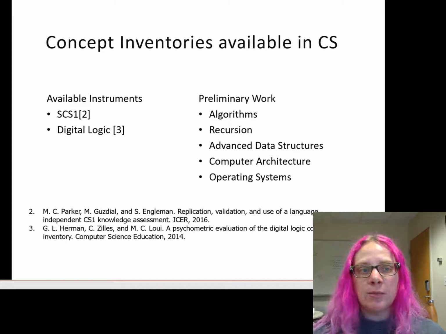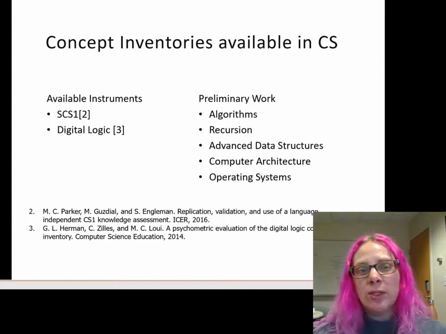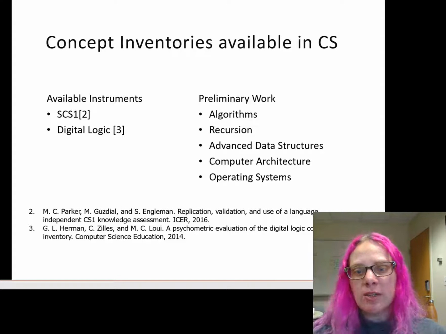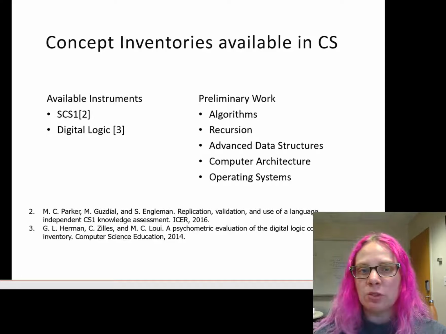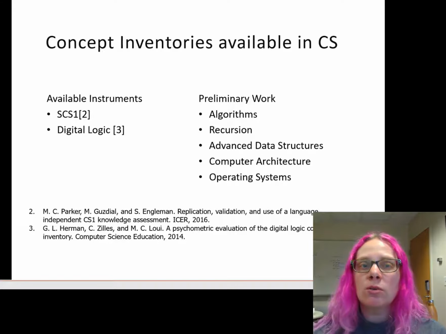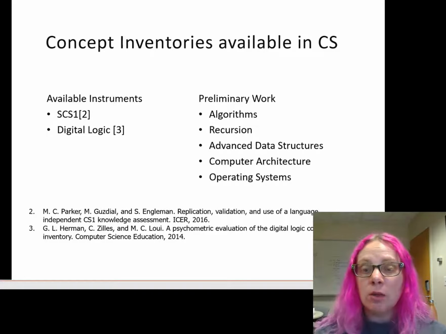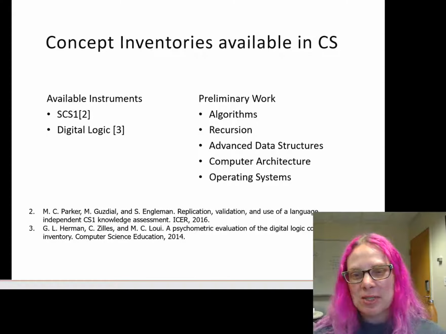Currently in computer science, we have 2 concept inventories available. These are the SCS1, which covers introductory computer science concepts, and the digital logic concept inventory, which covers digital logic. So we only have 3 concept inventories available to us right now, including our new concept inventory, the basic data structures concept inventory. But this is an area in which we've seen a lot of interest and a lot of preliminary work in recent years. We've also seen preliminary work in algorithms, recursion, advanced data structures, computer architecture, and operating systems. And of course, we hope that all of you will go out and make your own concept inventories after you see this talk.